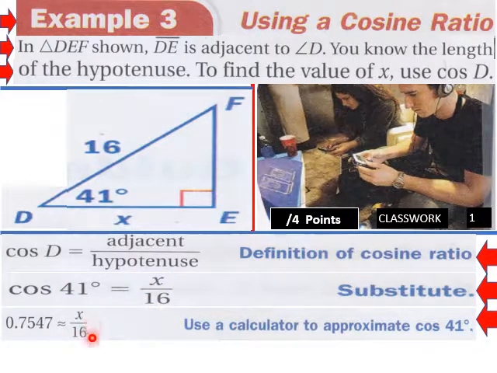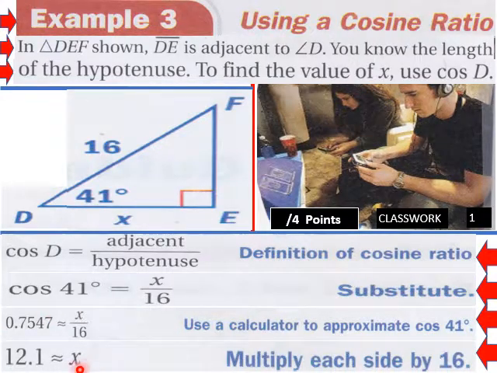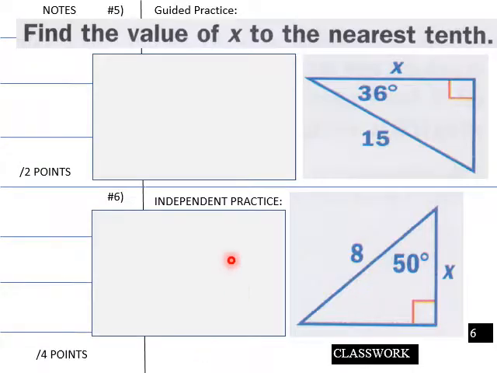So what is cosine 41? It's 0.7547 equals x over 16. We use the calculator to find this number here. And then further calculating, when we multiply 16 times 0.7547, we get 12.1 equals x. So there is our solution there. So x here, or the length of this side, is 12.1.